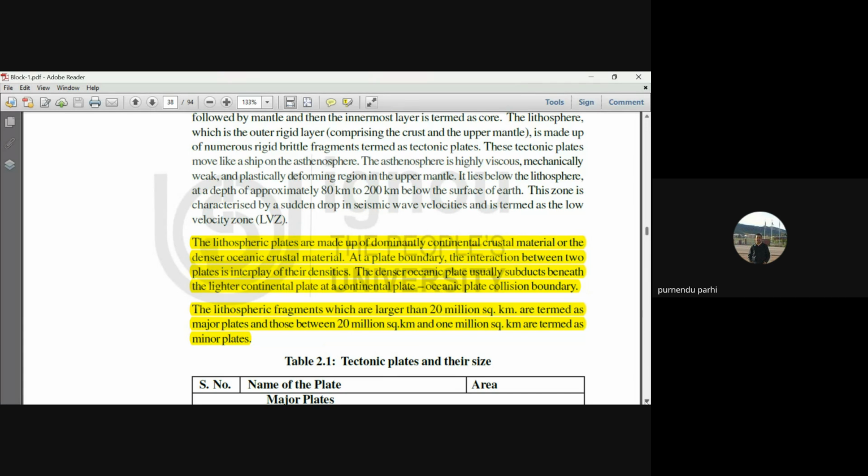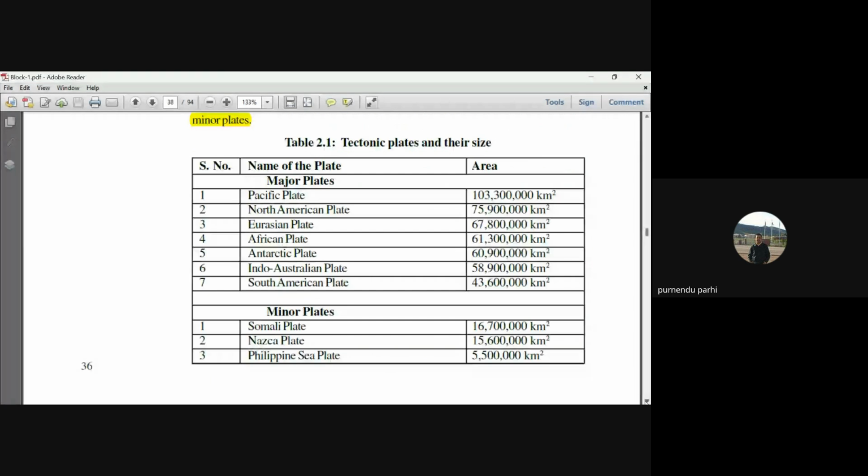The lithospheric fragments which are larger than 20 million square kilometers are termed major plates, and those between 20 million square kilometers and 1 million square kilometers are termed minor plates. So here they have discussed what the major plates are.